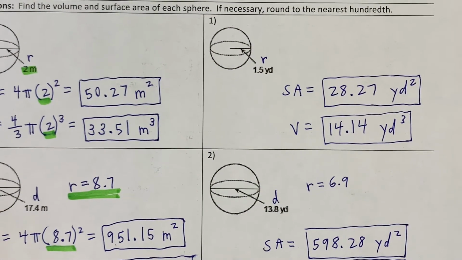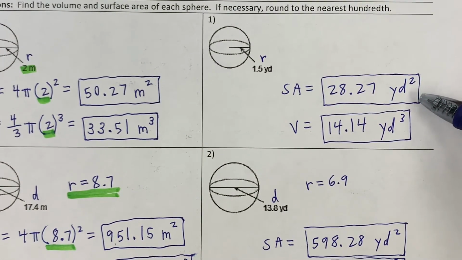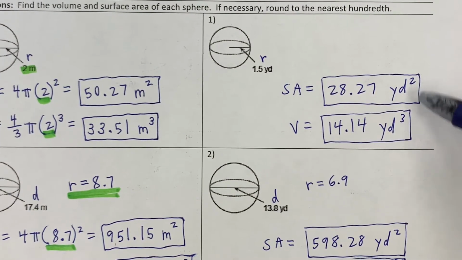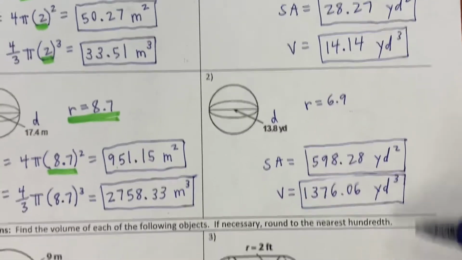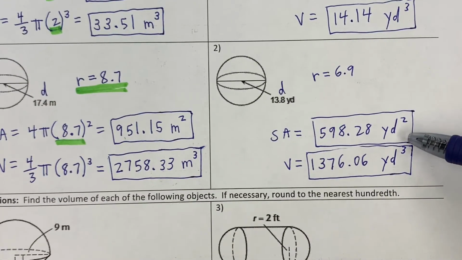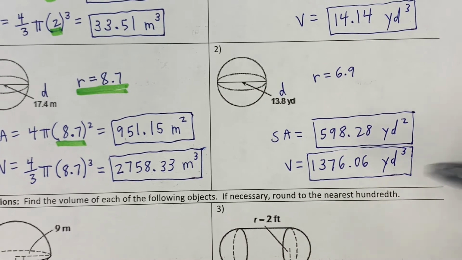Let's see how you did. On the first U-try, I got surface area of 28.27 square yards, volume of 14.14 cubic yards. On U-try 2, I got a surface area of 598.28 square yards and a volume of 1,376.06 cubic yards. We have one more example.